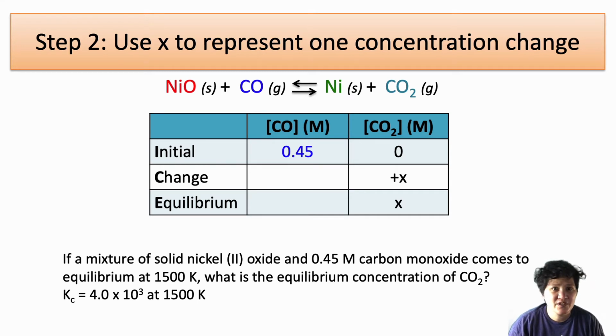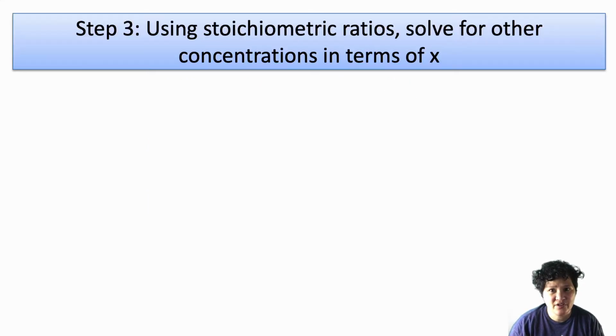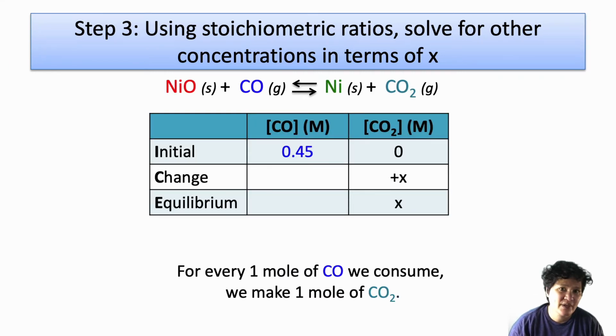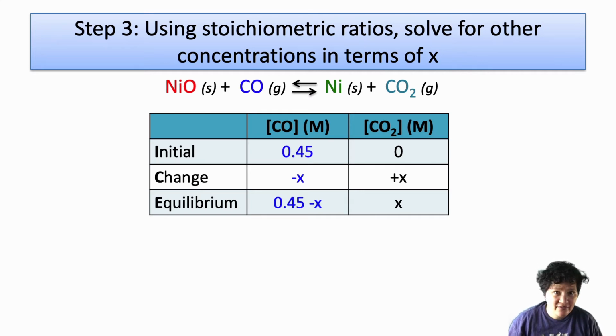For step 3, we're going to use stoichiometric ratios to solve for other concentrations in terms of x. Our balanced equation tells us that for every mole of carbon monoxide we consume, every mole that gets used up in this reaction, we make 1 mole of carbon dioxide. We're creating x molar carbon dioxide, therefore we must be consuming x molar carbon monoxide. So for change, I'm going to write minus x here because carbon monoxide is going away. And now, of course, we can use that to calculate the equilibrium concentration for carbon monoxide. We had 0.45, we subtracted x, therefore we end up with 0.45 minus x at equilibrium.